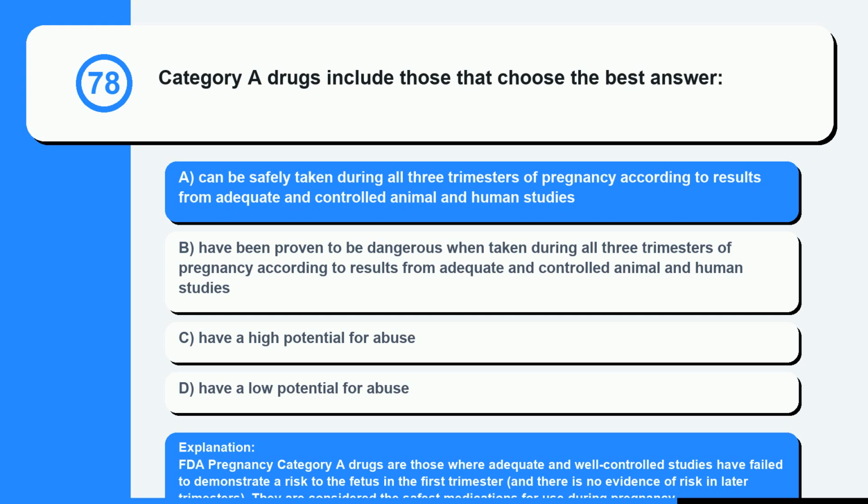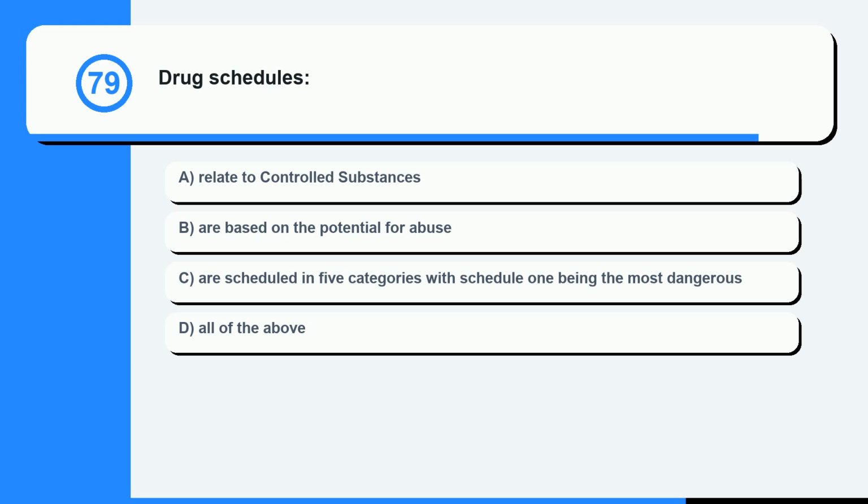Question 76. Patients who have anxiety. A. Are treated episodically. B. Are treated prophylactically. C. May be treated with citalopram. Or D. All of the above. The correct answer is D.